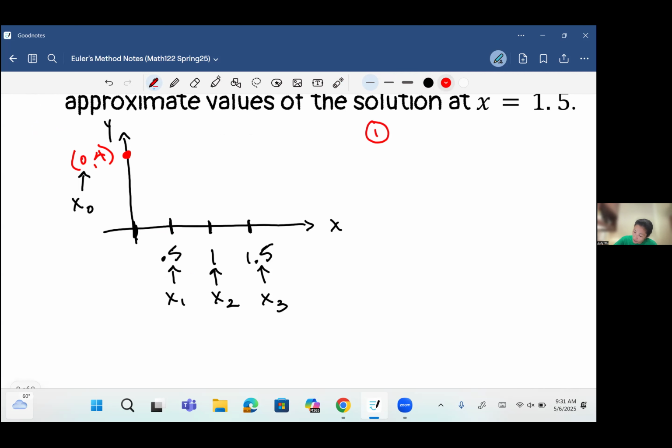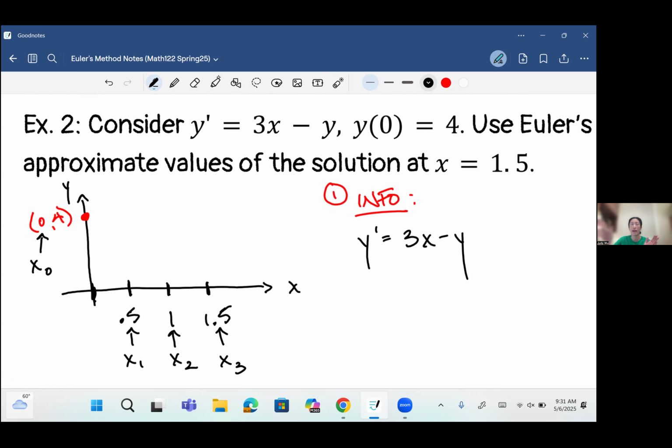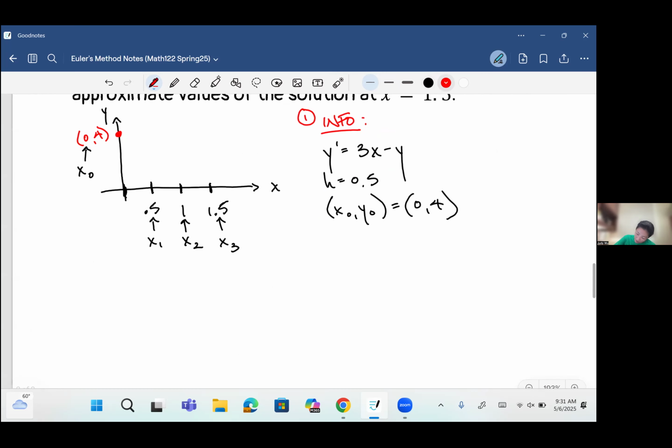All right. So our y prime is 3x minus y. All right, so this time I don't have to move anything away from the y prime. It's already by itself. All right, now I know my step size is 0.5. That's how I got my diagram. And I also know that my x0, y0 is 0 comma 4.